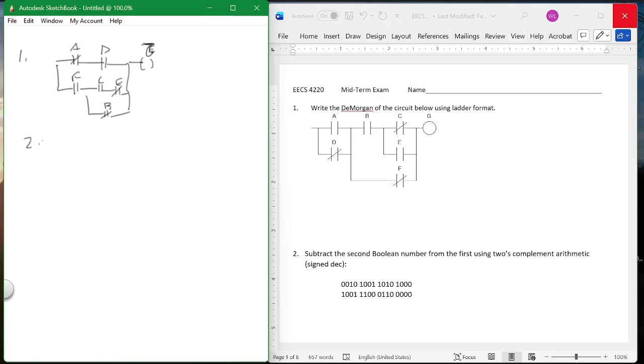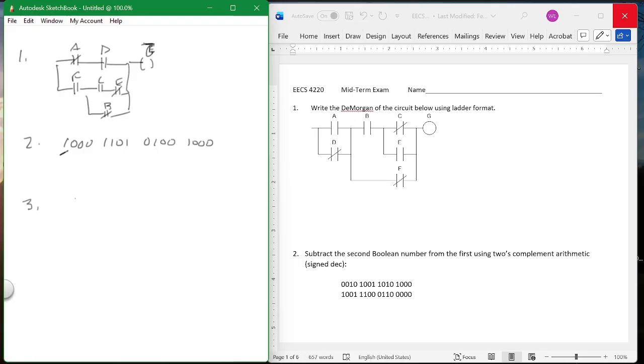Okay, number two, the right answer is 1000, 1101, 0100, 1000. So this is one of those times when you subtract a negative number from a positive number and get a negative number, and this is a negative number. That's a negative number, but that's okay.